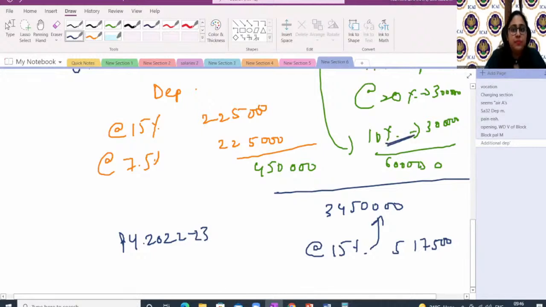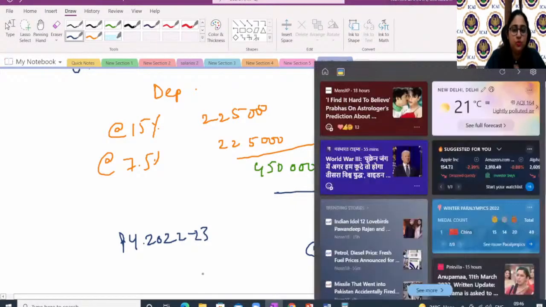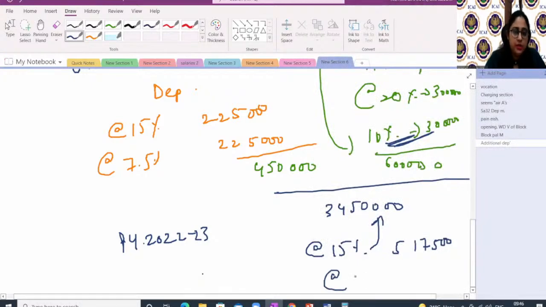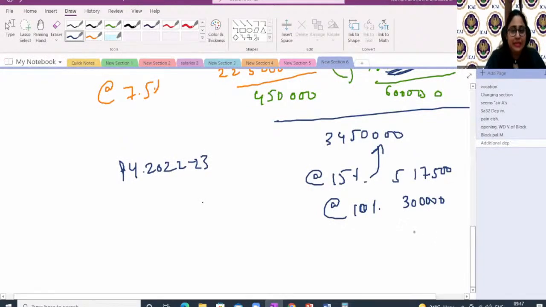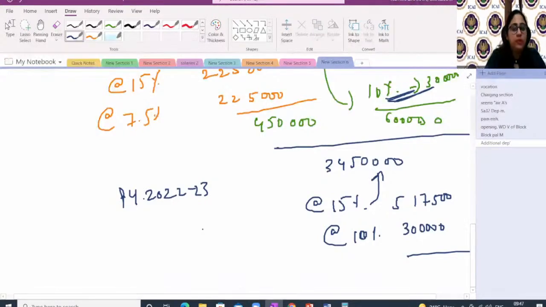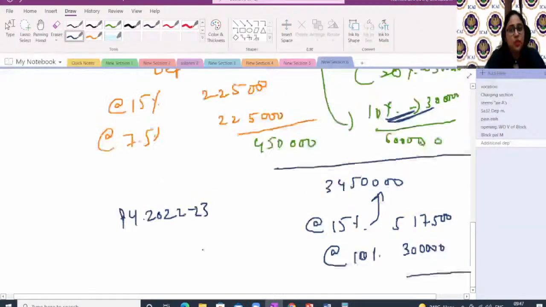But this 10% would also be allowed here, not 10% of the WDV, but that 10% which was remaining to be claimed would again be allowed here as additional depreciation for an asset which was acquired and put to use in the previous year, but was claimed at only half rate because it was put to use for less than 180 days. So that 10% which was left to be claimed would be claimed in the next year, and not at the WDV value, but at the cost itself.